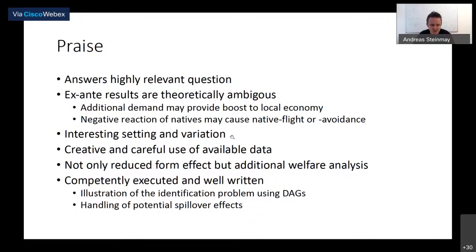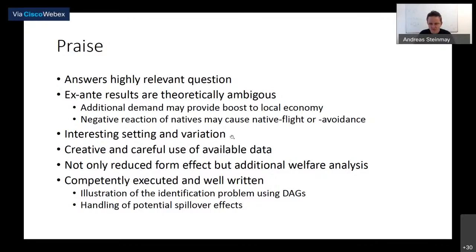Just to highlight two things. Like in the appendix, they work out the identification problem using DAGs, and Sarah briefly mentioned the spillover effects, which play an important role in their identification. They really invest a lot in addressing these problems properly.